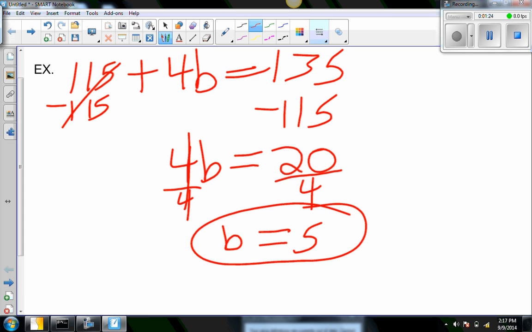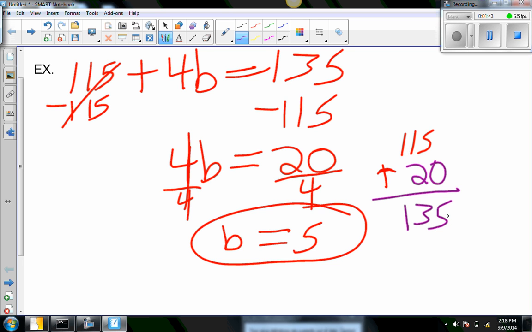Remember that you can always check your answers too. You can plug the 5 back in and see if it works. Is 115 plus 4 times 5, which is 20. So 115 plus the 20 is 135. So it does work. See? You get the answer.